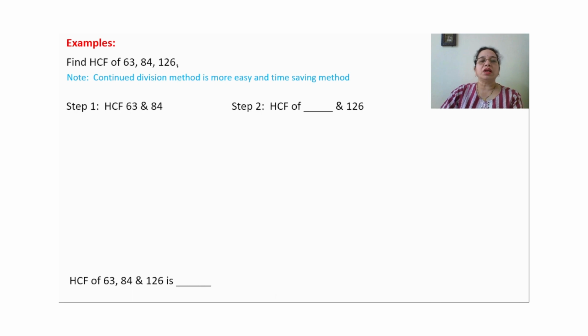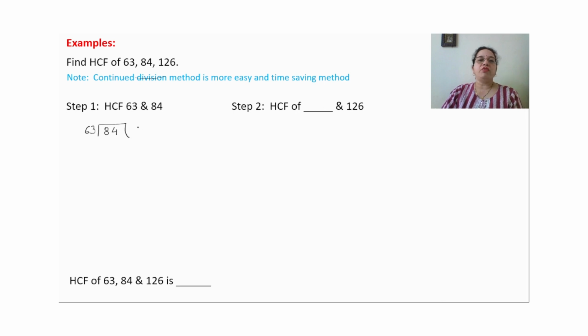If three numbers are given, then we divide the sum in two parts. So step 1, we find HCF of any two numbers. Out of these three you can choose any two numbers. Whatever HCF is there, with that HCF and the remaining third number, again we will find out the HCF, and the final HCF will be HCF of the given three numbers. Let us start with 63 and 84. Which number is smaller? 63 is smaller. So we will use 63 as a divisor and 84 as a dividend.